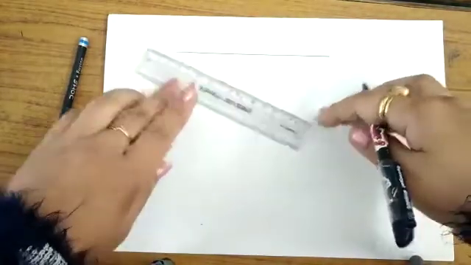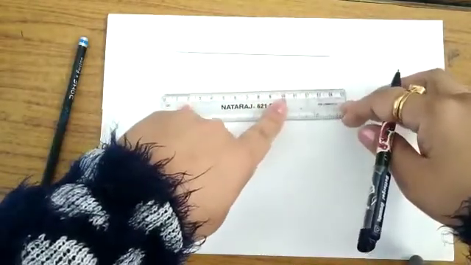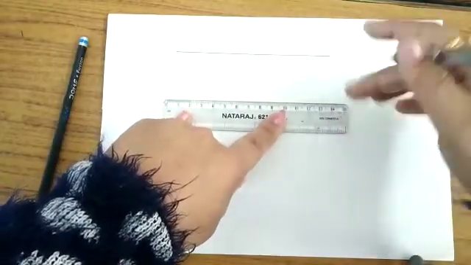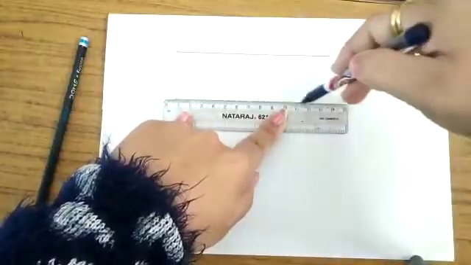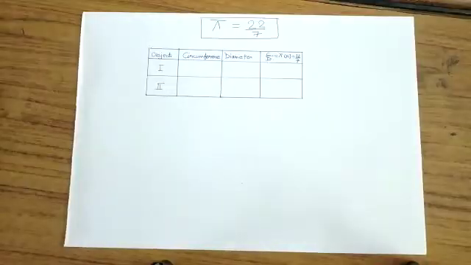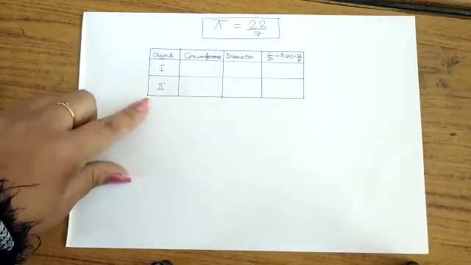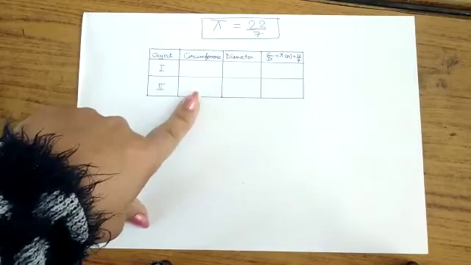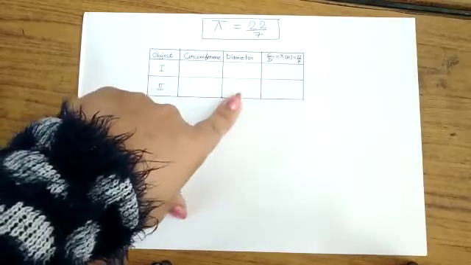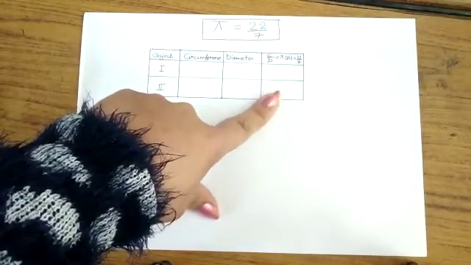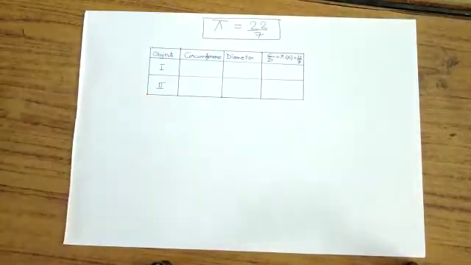So firstly I am drawing the table here. You will also draw like this only. So students, now I have made a table like this. You will also make it like this. Firstly object, because here I have considered two objects, then their circumference I will measure, then diameter, then I will find the ratio of the circumference and the diameter, which is known as pi.